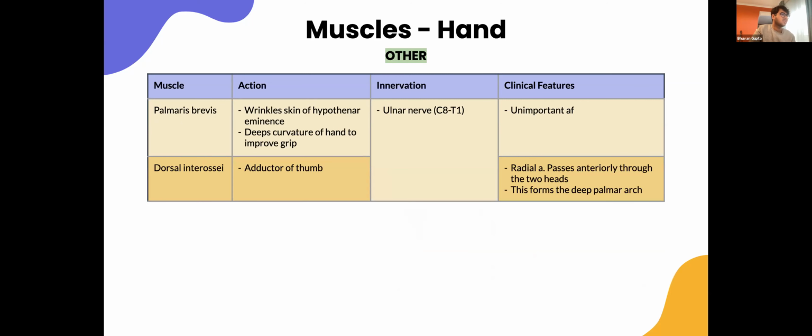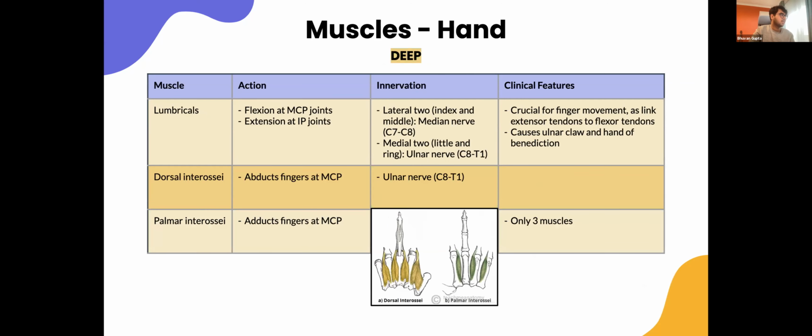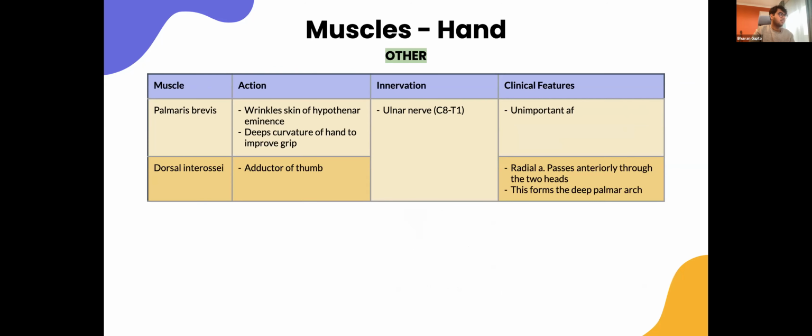And then these other muscles, palmaris brevis, really not important at all. I think that's not meant to say dorsal interossei. That is meant to say the adductor pollicis, sorry, which is an adductor of the thumb.